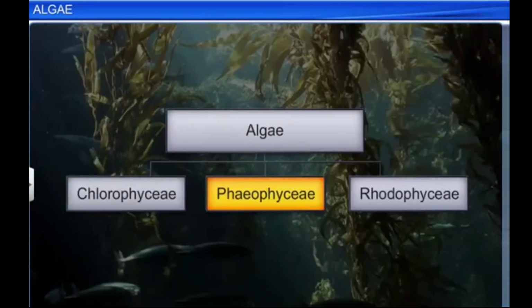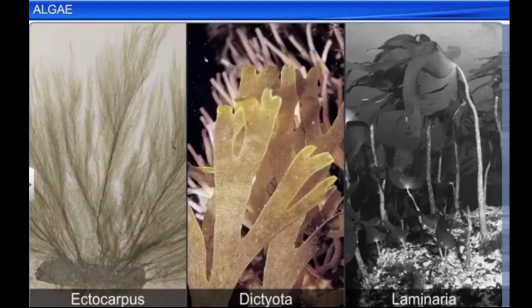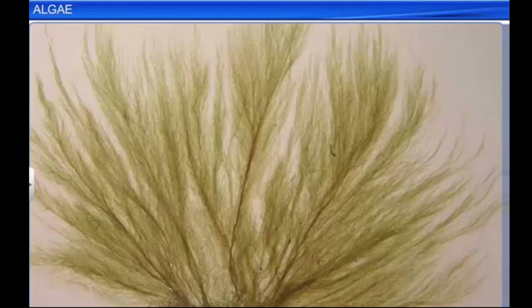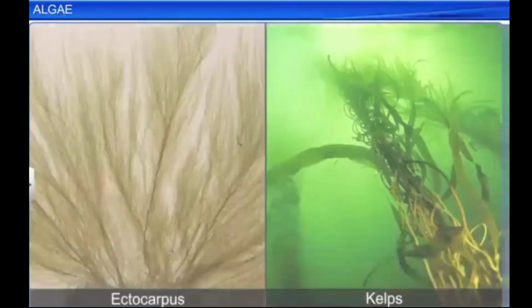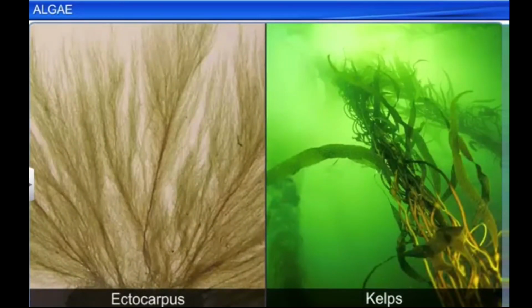Phaeophyceae is another class of algae, and Ectocarpus, Dictyota, Laminaria are some of its members. These species, commonly termed as brown algae, are mostly found in brackish or salt water. They display a wide variety in form and size. For instance, Ectocarpus displays filamentous form, whereas kelps are profusely branched and can measure 100 meters in height.